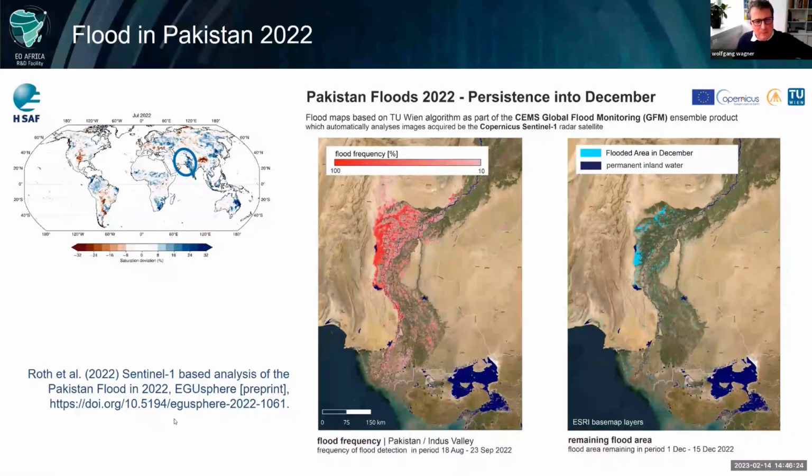If you're interested in the analysis of the data, I can point you to that paper that was published as a preprint on EarthArXiv.